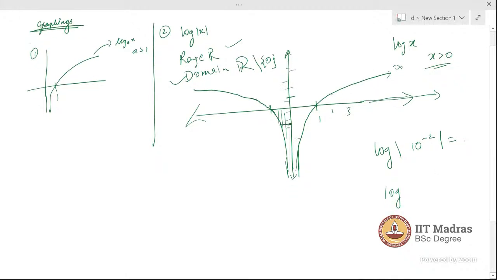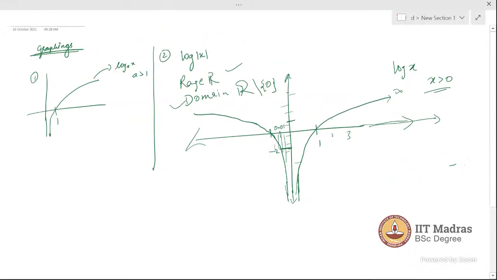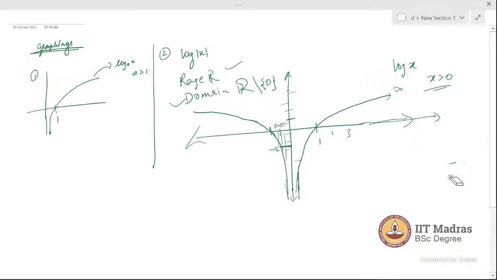Where is your minus 2? That will be somewhere here. And this is 1 by 100, which means 0.01. So 0.01 is giving you what? Minus 2, which is going to be here. Understood? Yes. Okay.